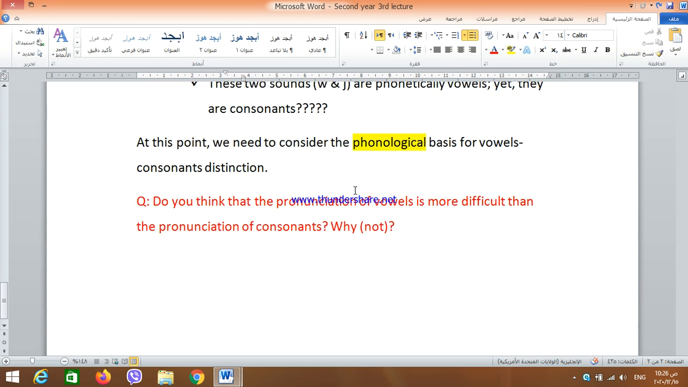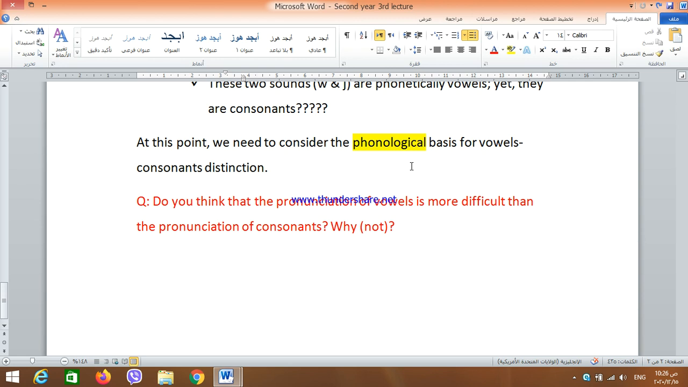That's why here we need to go a step further to consider the phonological basis for the vowel and consonant distinction, because the phonetic assumption is not enough on its own. We need to go to the phonological aspect. This is going to be our topic for the next lecture.